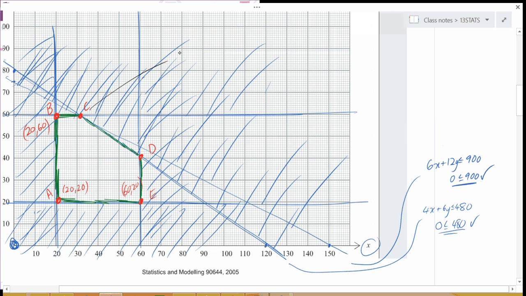So I'll choose the easiest one, which is 4x plus 6y is less than or equal to 480, but I'll just write equals, and I'll put in the y value because I know that it's 60. So I can say 4x plus 6 times 60 equals 480. So that's 4x plus 360 equals 480. So subtract that from both sides, so 4x equals 120. Divide both sides by 4, so x equals 30. So that one's going to be 30, 60.